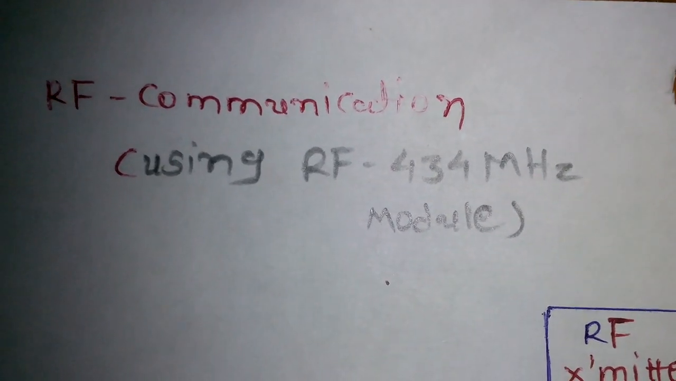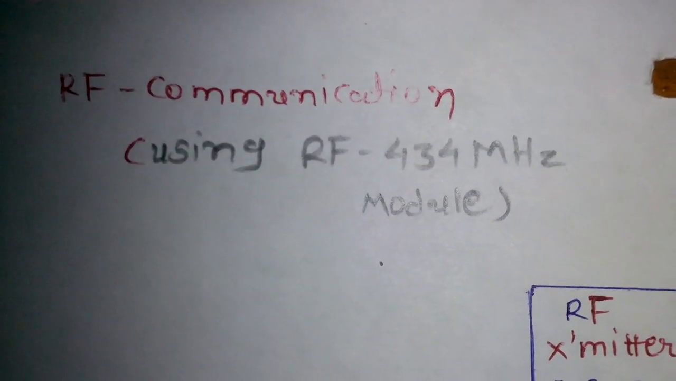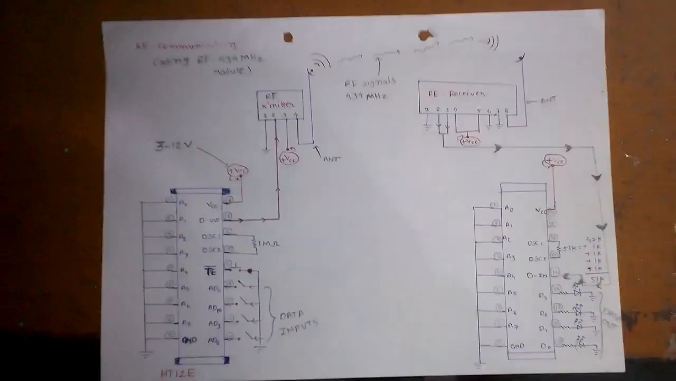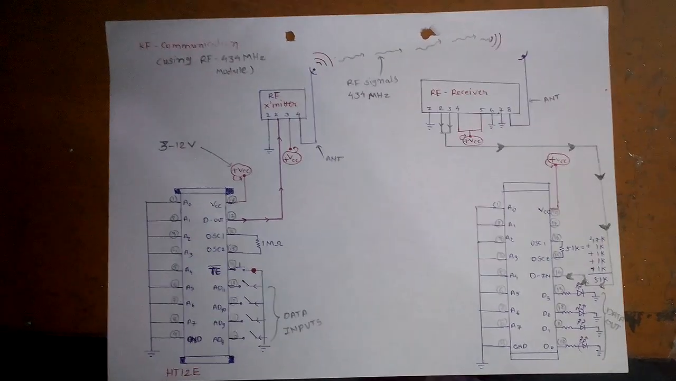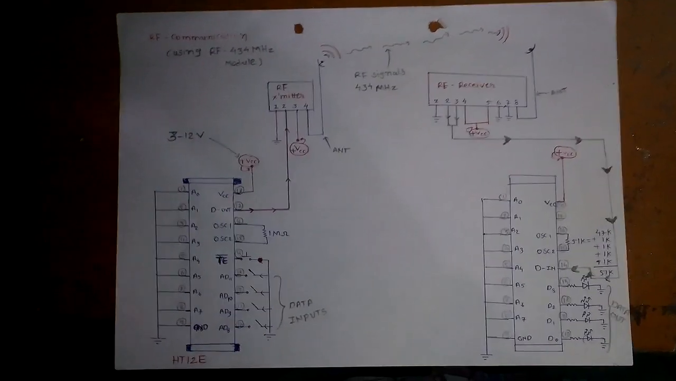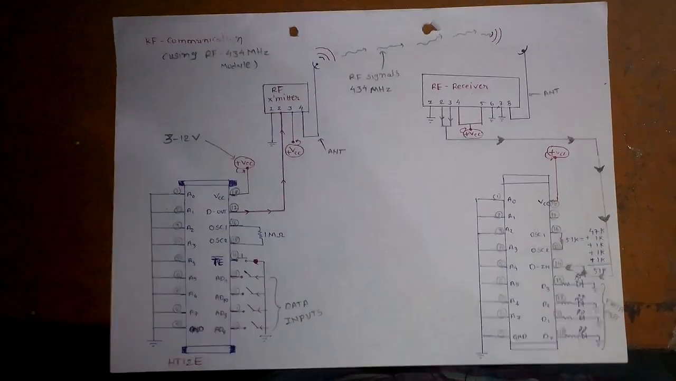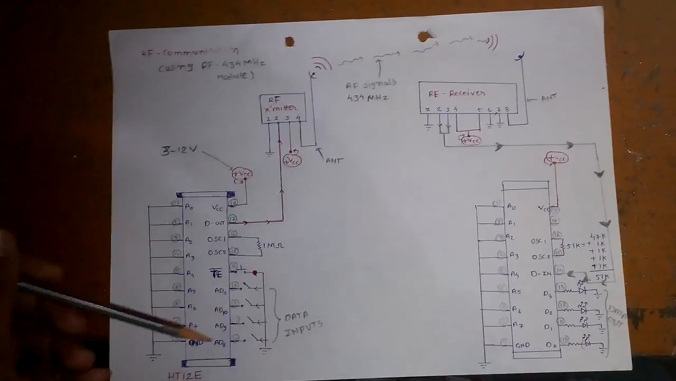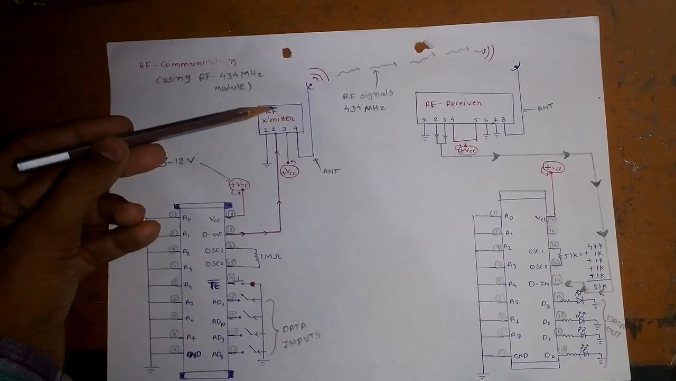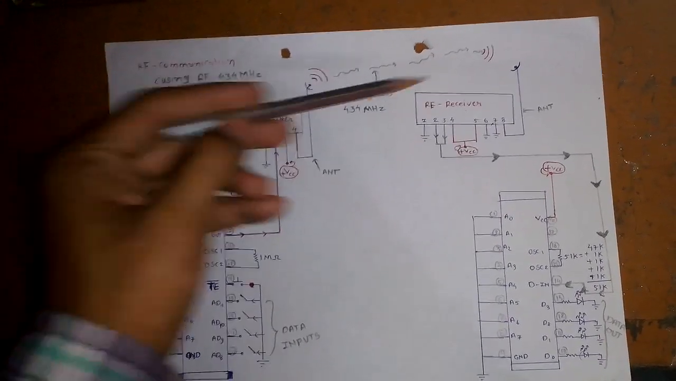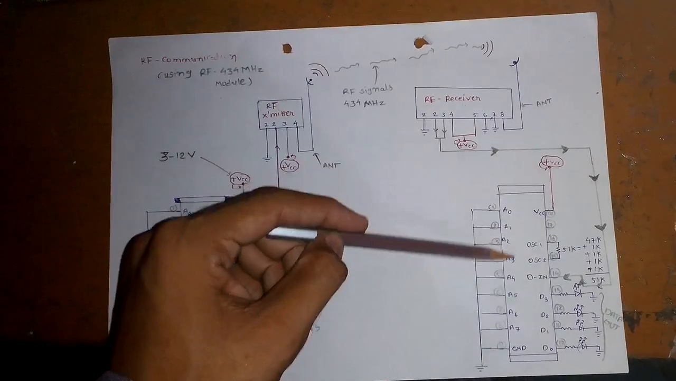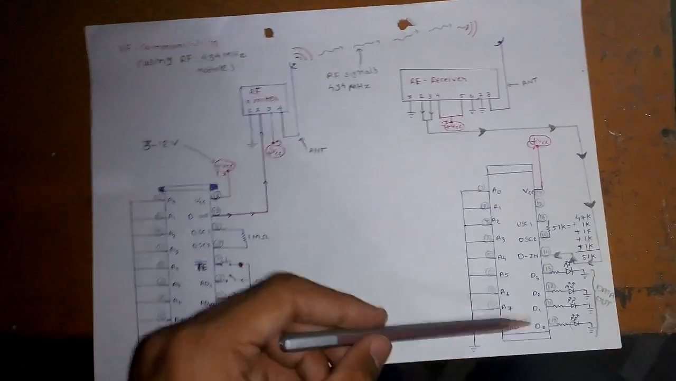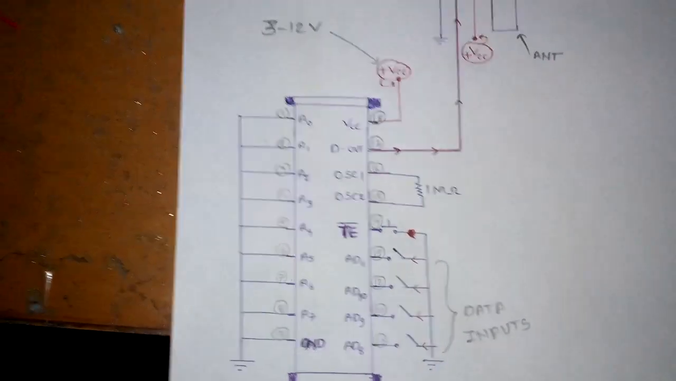So first of all, let's look at our whole circuit diagram. This is our whole circuit diagram for RF communication. This whole process is divided into four parts. First is the encoder, second is the RF transmitter, third is the RF receiver, and last is the decoder IC. So now let's see the first one.